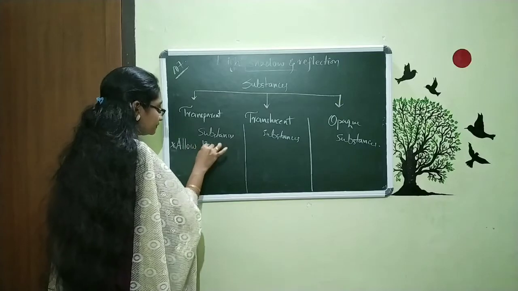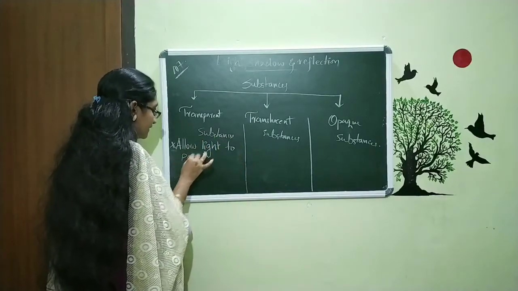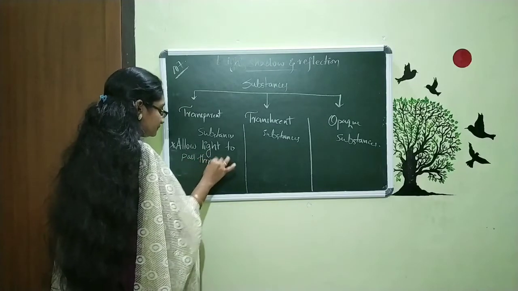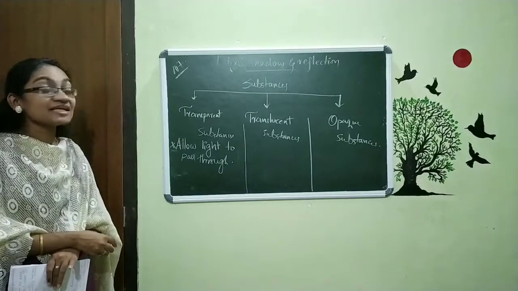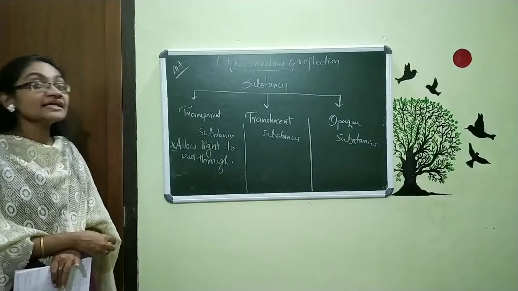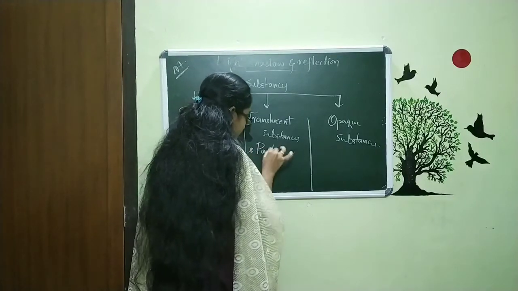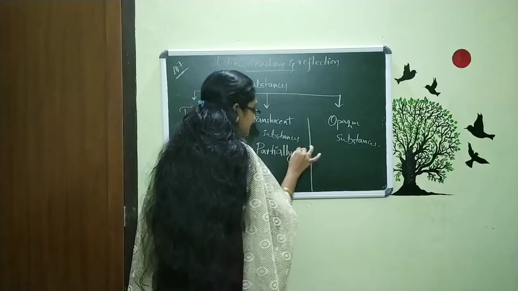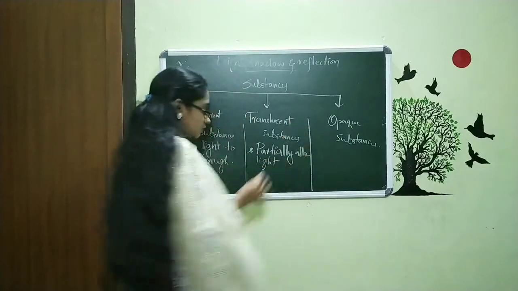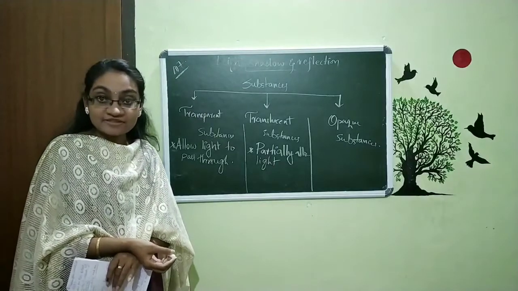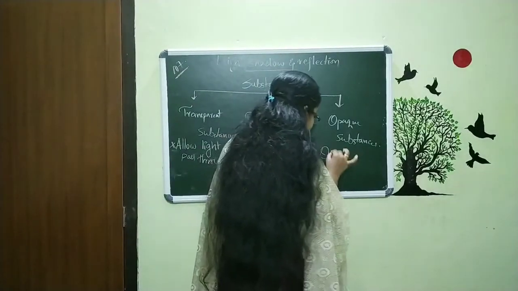Allow light to pass through. And what about the translucent? It partially allows light to pass through. And what about the opaque substance? The substances which do not allow light to pass through.